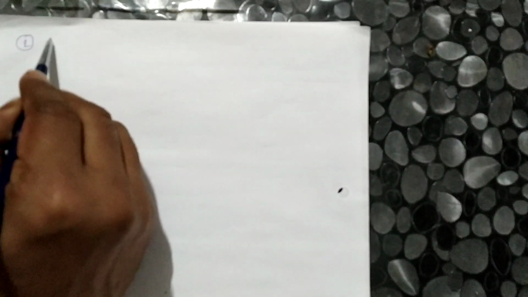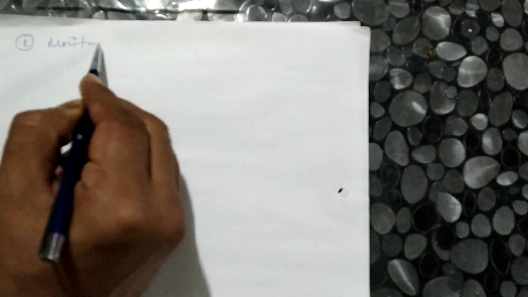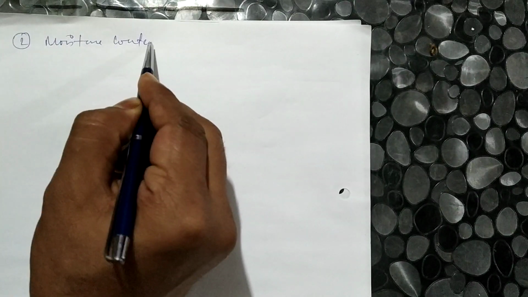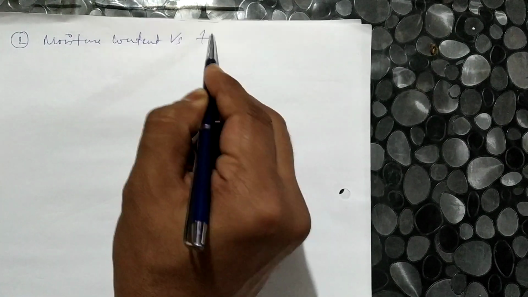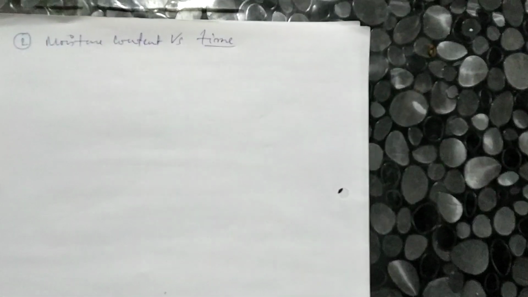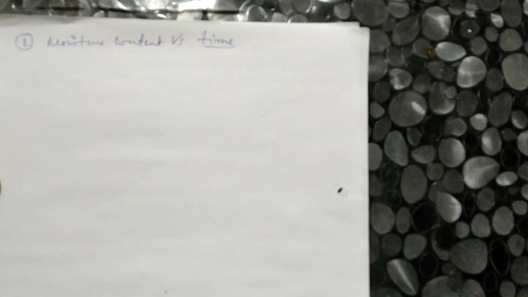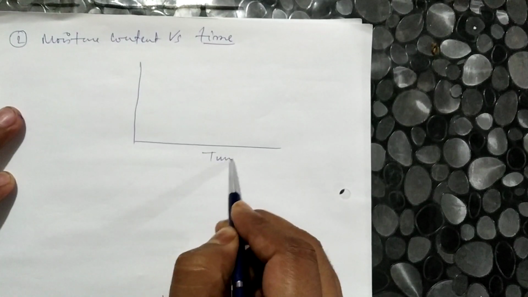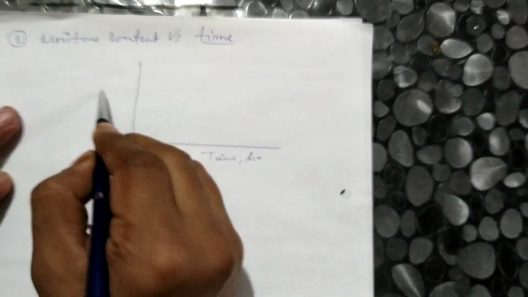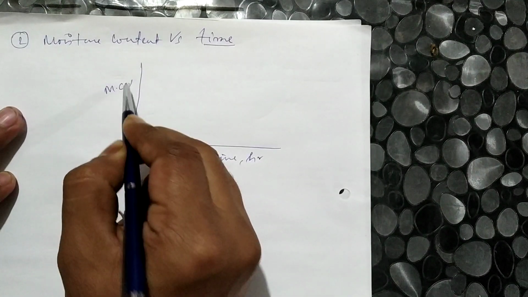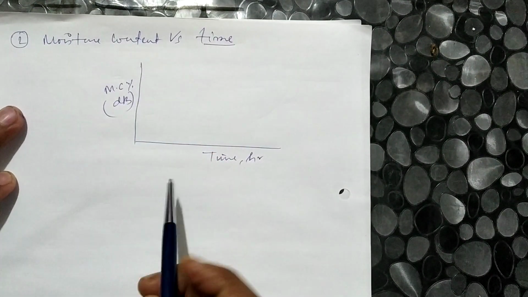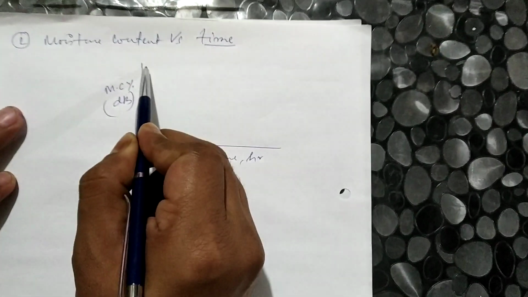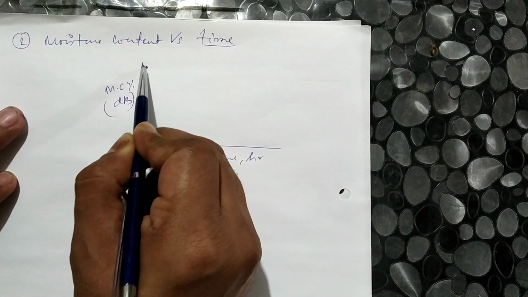Number 2, moisture content versus time. Once the drying time increases, moisture content will decrease. So see the graph here, simple. This is your time in hours, this is your moisture content in percentage dry basis. So initially at 0 time, moisture content will be very high.